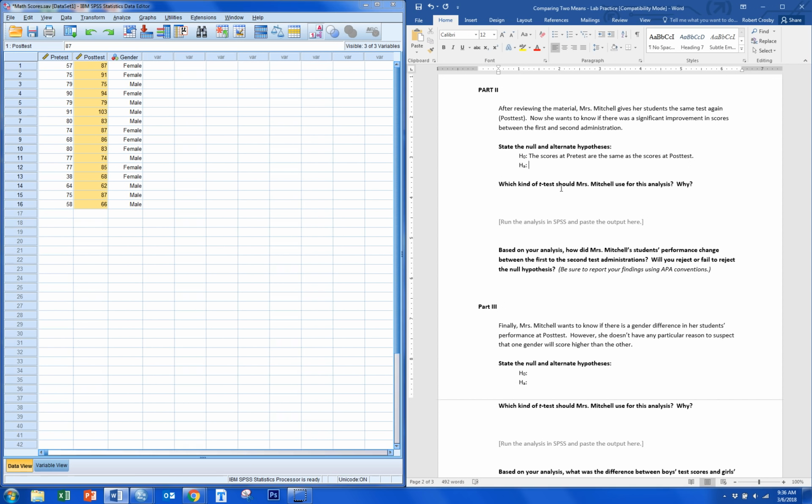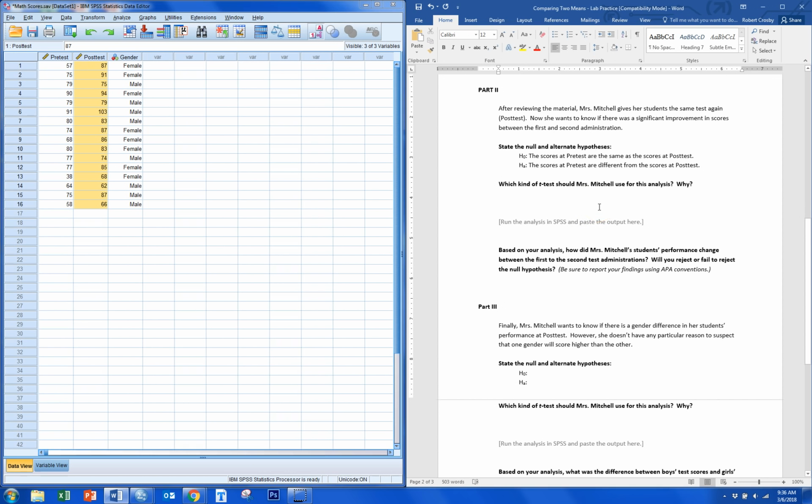The alternate hypothesis, again, we're going to use a bidirectional hypothesis for simplicity, is that the scores at pretest are different from the scores at post-test, or that they are not the same. Okay, so they're the same, they're not the same. What kind of t-test should Mrs. Mitchell use for this analysis, and why?